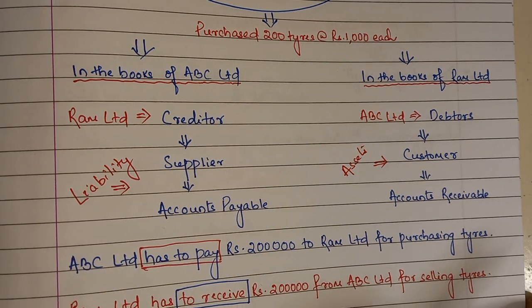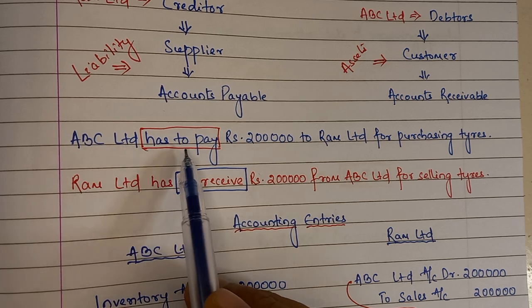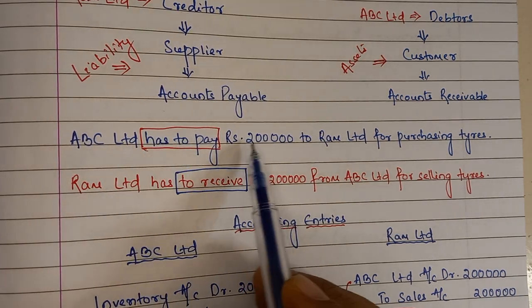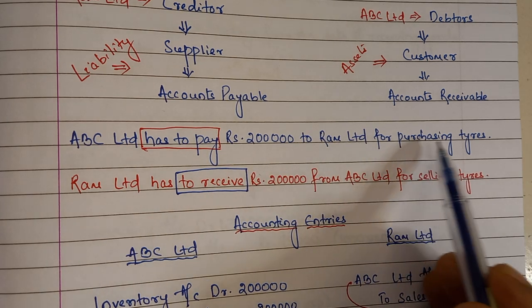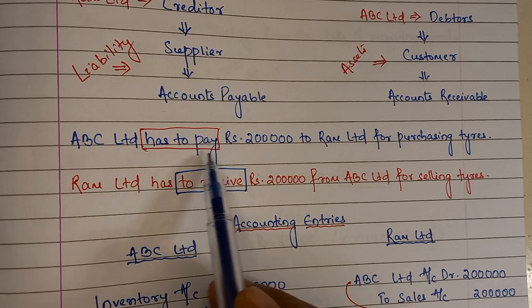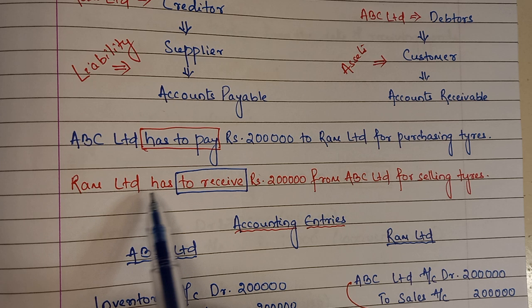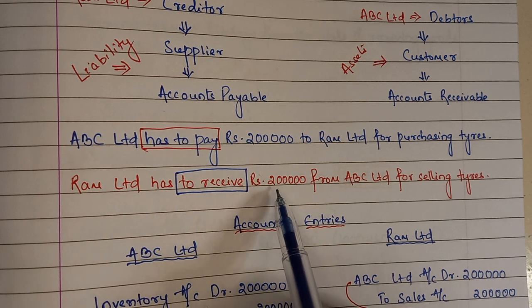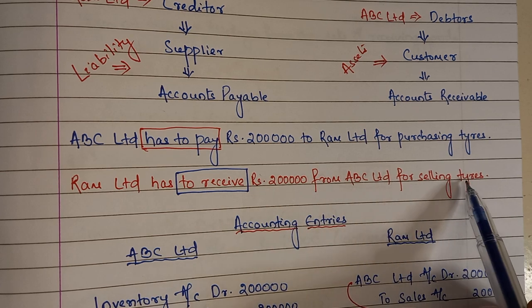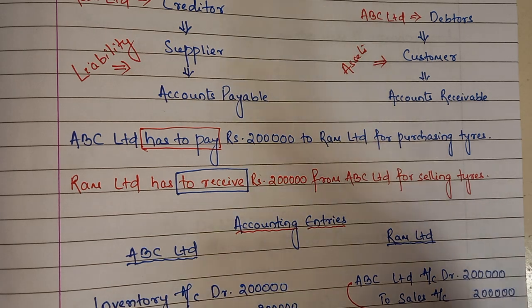You can understand more about debtors and creditors from this transaction. ABC Limited has to pay rupees 2 lakhs. Why 2 lakhs? 200 tires at the rate of 1000 each, to Ram Limited for purchasing tires. ABC Limited has to pay, which means Ram Limited is the supplier or creditor. Now Ram Limited has to receive rupees 2 lakh from ABC Limited for selling tires. So when you have to receive from another person, he is a debtor, and when you have to give to someone, he is your supplier or creditor.